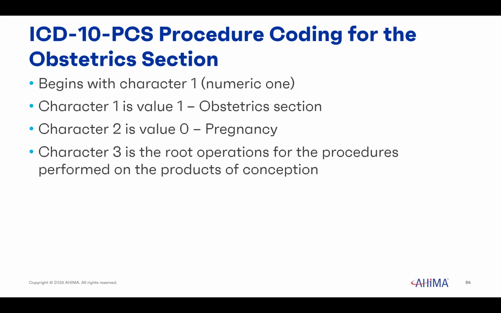Now we're going to start breaking down these PCS codes character by character, starting with character number 1, right? Instead of 0, like we'd use for the medical surgical section, we're going to be focusing on character 1, which is the OB section. Character 2 is related to pregnancy, and character 3 is the root operations. Same type of concepts we've seen before, but here with the root operations, it gets a little bit more OB specific. So let's take a look at that.